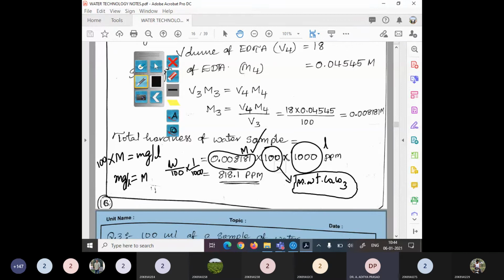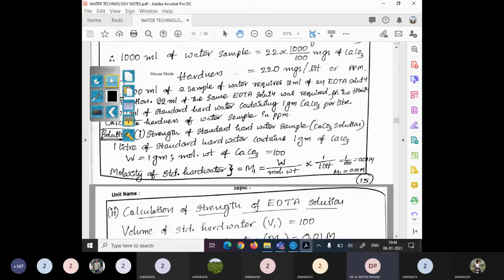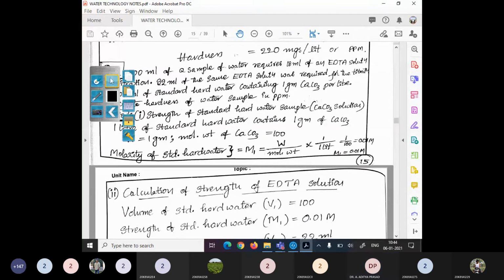Here if you see the 100 and 1000, it is there in the division area. Why? Because we will be converting molarity into milligrams. If you want to convert molarity into milligram per liter, we need to multiply it with 100 and 1000. 1000 is for the liter, 100 is the molecular weight of calcium carbonate. This is the conversion of molarity into milligram per liter, and we have already seen the conversion of milligram per liter into molarity here.